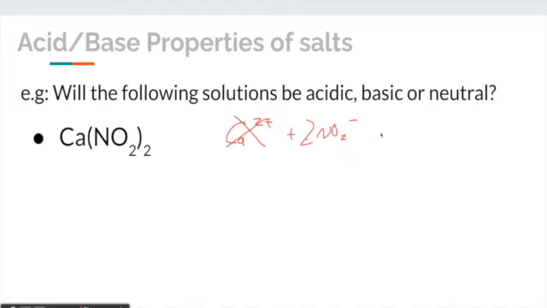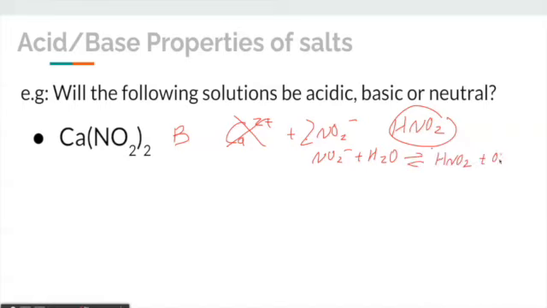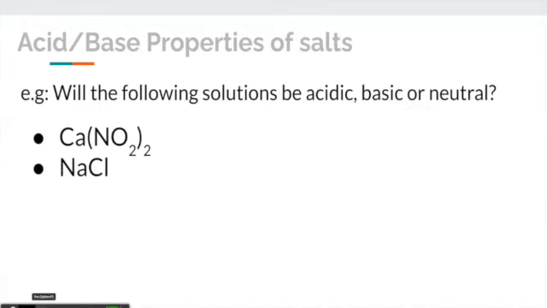No effect. This, however, is the conjugate base of HNO2. So because it's a base, that is going to make this a basic solution when you dissolve this salt in water. So what will happen there? This NO2 minus that's in solution is going to react with water. It's going to produce some HNO2, and it's also going to produce hydroxide, and that's what influences pH.